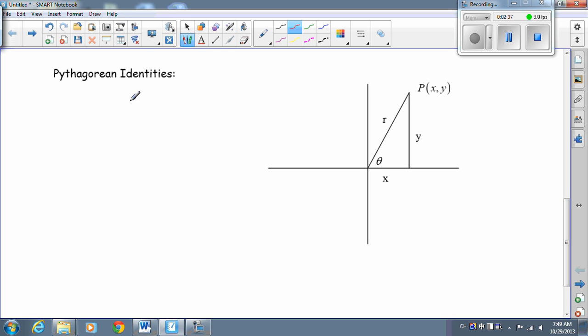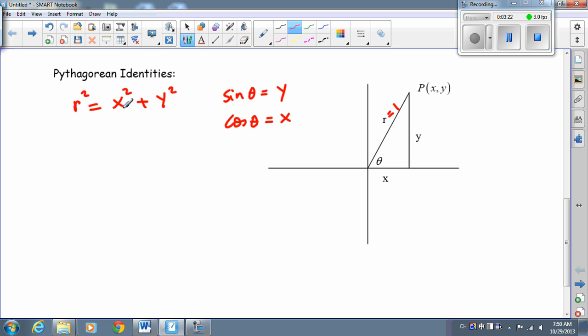Let's go over Pythagorean identities. Using the Pythagorean theorem, I will say that r squared is equal to x squared plus y squared. Now, if you look for the sine of theta, I will say sine of theta is equal to y, and cosine of theta is equal to x. Remember, cosine is your x value, sine is your y value. So at this point, I will replace the values here. Note that this is a unit circle, so r here is equal to 1.